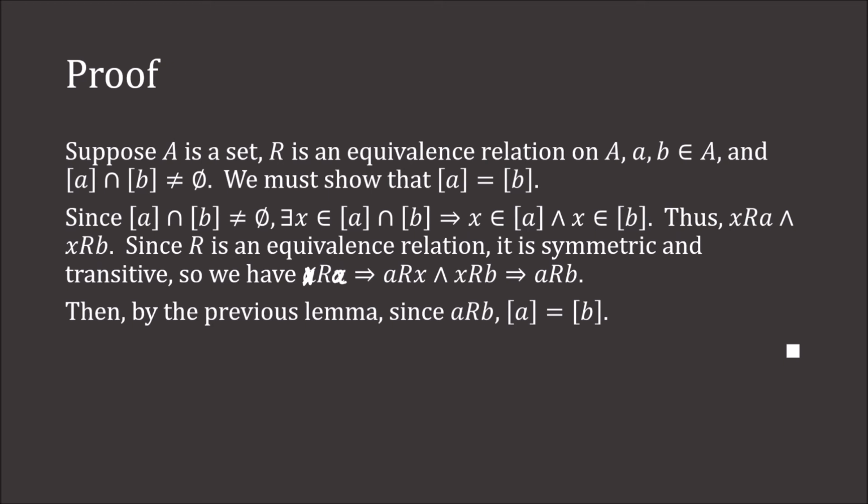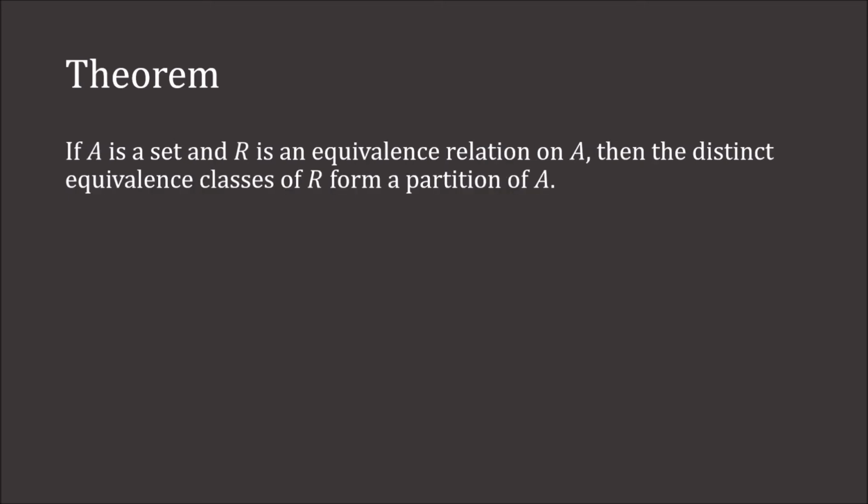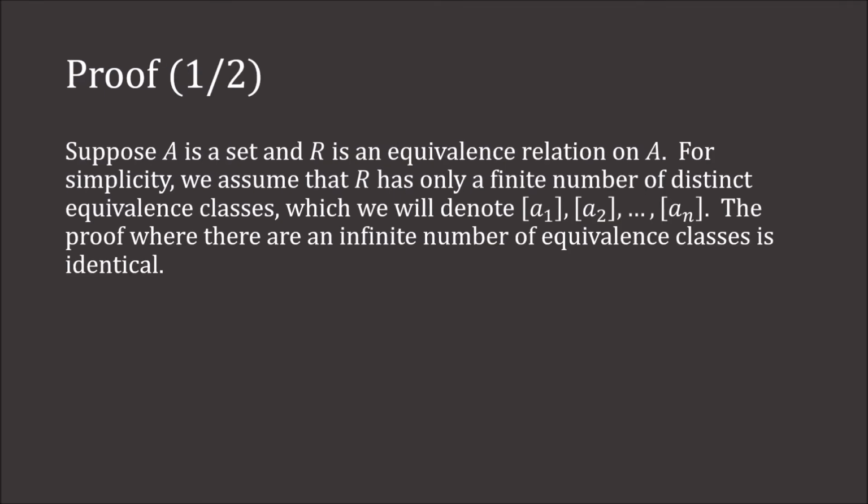Right, now here is what we are working up to. If A is a set and R is an equivalence relation on A, then the distinct equivalence classes of R form a partition of A. So suppose that A is a set, R is an equivalence relation on A. Again, for simplicity, we shall assume that R has only a finite number of distinct equivalence classes, which shall be denoted as the class of A sub 1, class of A sub 2, and so on, up to the class of A sub n. The proof where there are an infinite number of equivalence classes is identical. But what we need to show is that this collection of classes forms a partition. So remember, to be a partition, their union must give you the set, and they must be mutually disjoint.